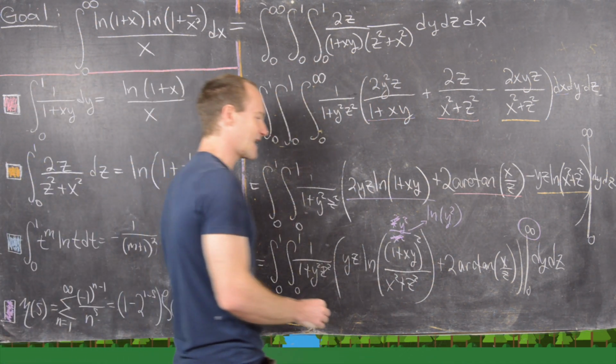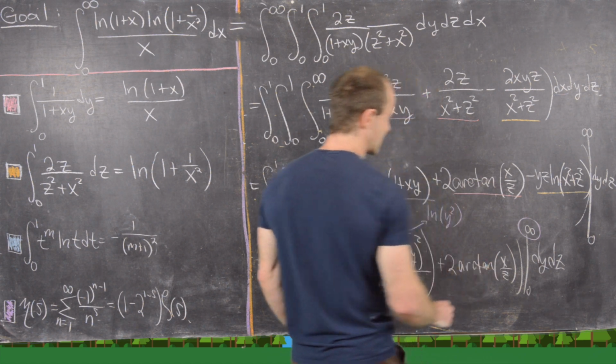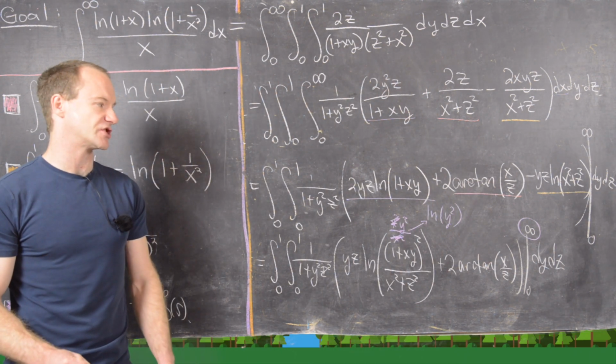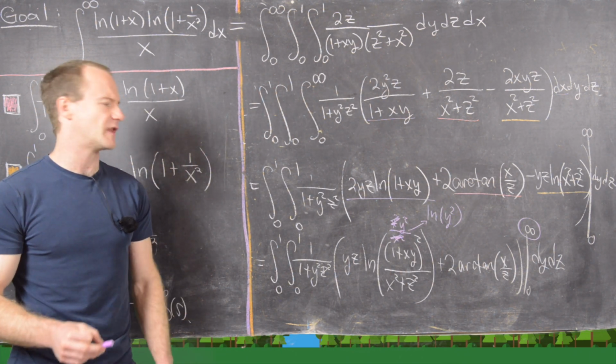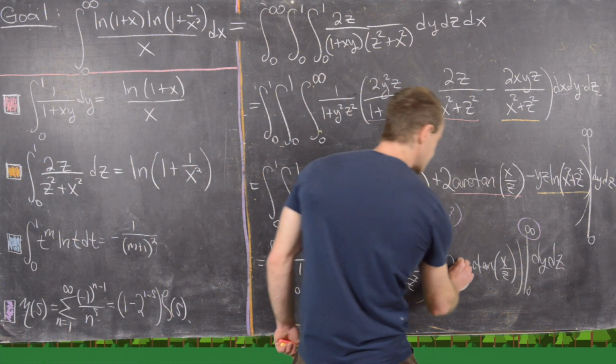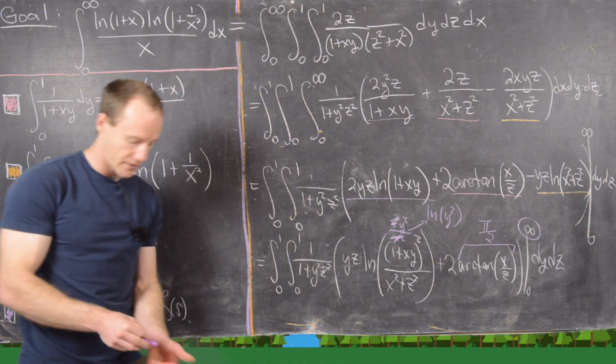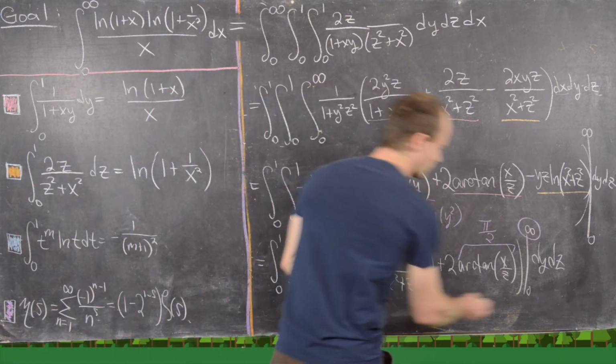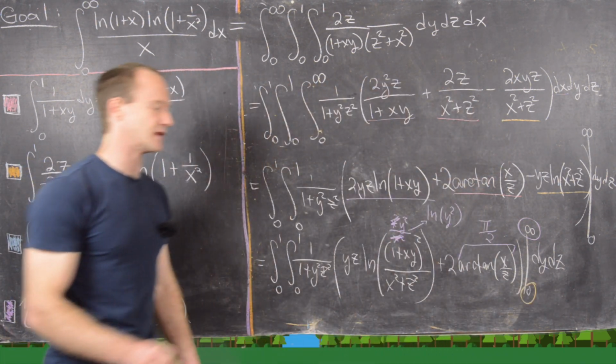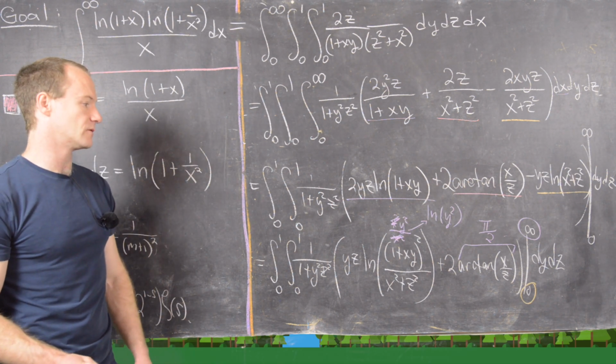Now let's look at the second term. As the argument of the inverse tangent goes to infinity, it's well known that the output is pi over 2. So I'll just go ahead and write that. That's pi over 2.